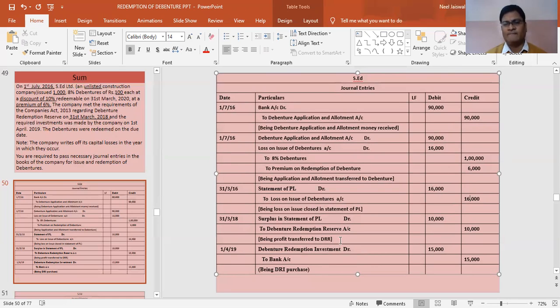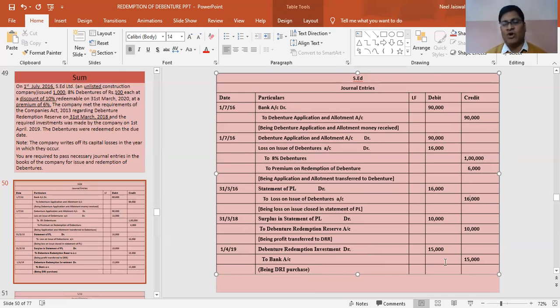Now the time of creating DRI. We know the date is from 1st April to 30th April in the year in which we are redeeming the debentures. Remember, we are redeeming the debentures on 31st March 2020. That means prior to that, in the April month, on 1/4/19, we are creating debenture redemption investment. Investment, so debit to bank. How much? The limit is 15%.